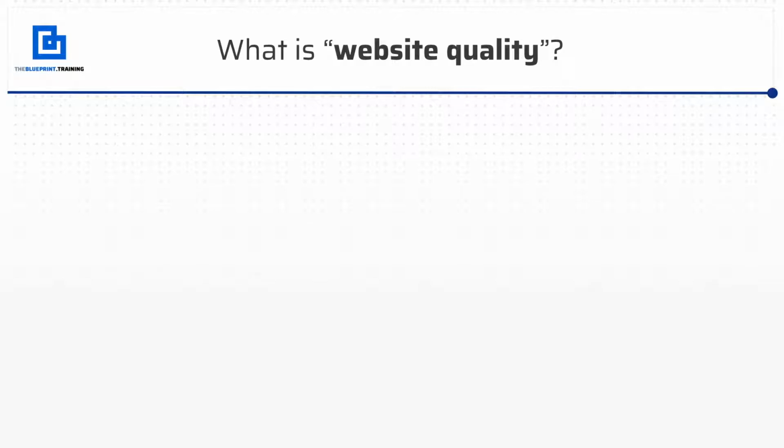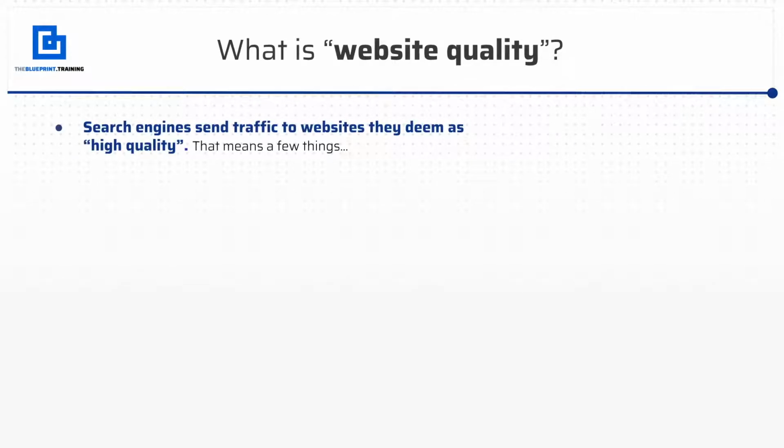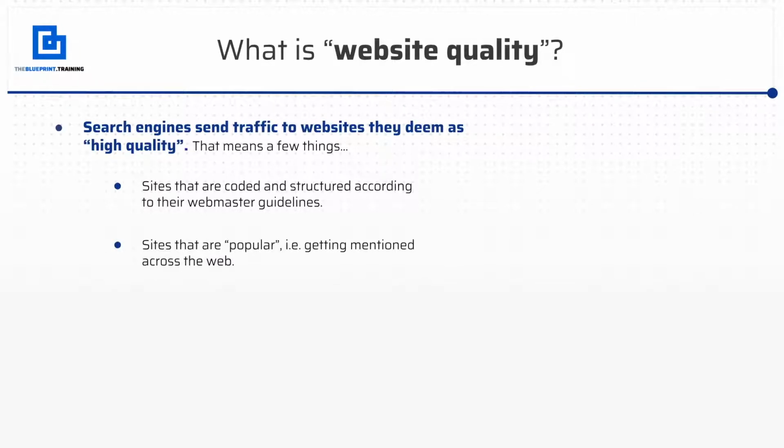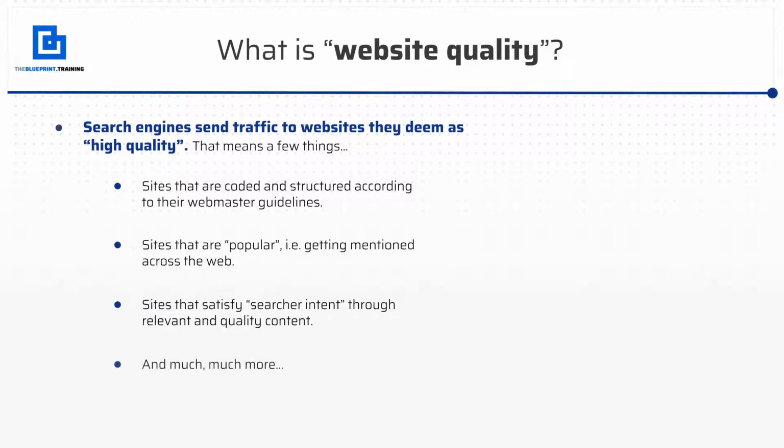quality is. In today's algorithm, Google is going to send traffic to a website that they deem as high quality, and that can mean a number of things. To name a few, it means websites that are technically sound, coded properly, structured properly according to webmaster guidelines, sites that are popular, i.e. getting mentioned across the web through links, social mentions, shares, PR, things along that nature, and sites that satisfy searcher intent through relevant quality content, obviously much more.